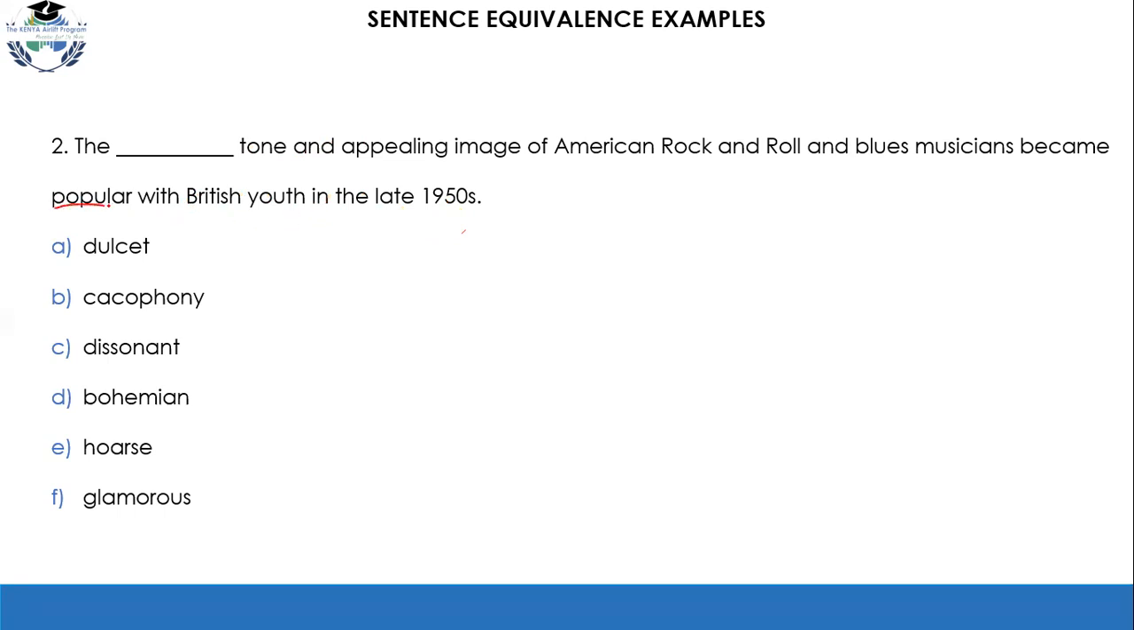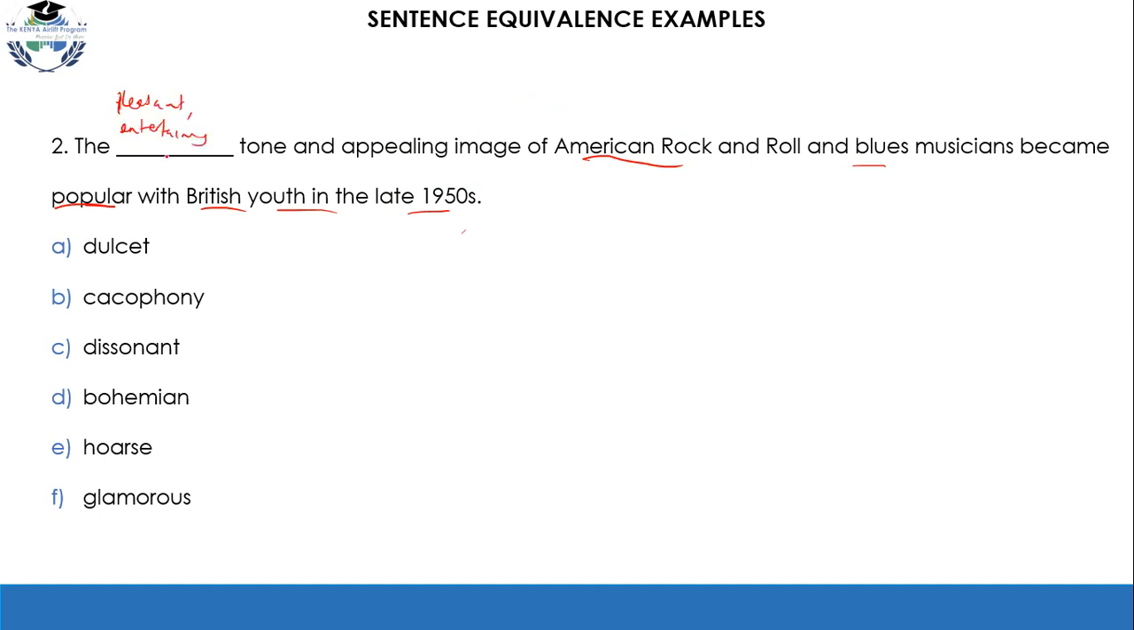So we are talking about because of something in American rock and roll and blues, the musicians became popular with the youths in the 1950s. So for this sentence, we'll maybe have to think about something that will make you popular. What will make someone popular? So it will have to be something pleasant, right? Something entertaining. These are the words that maybe I would think about. So something pleasant, something entertaining maybe.